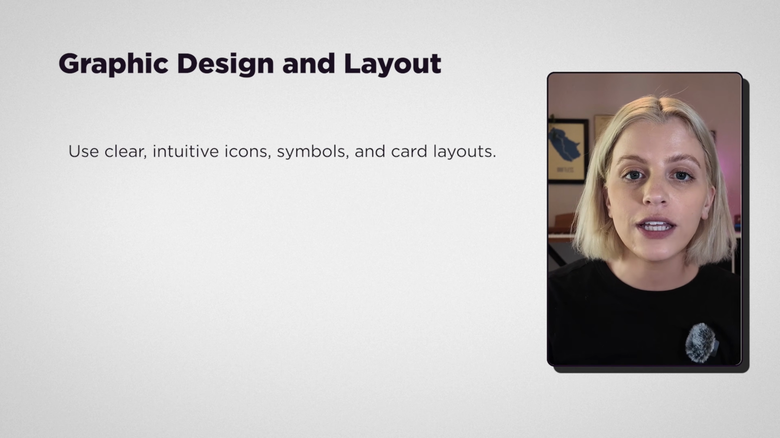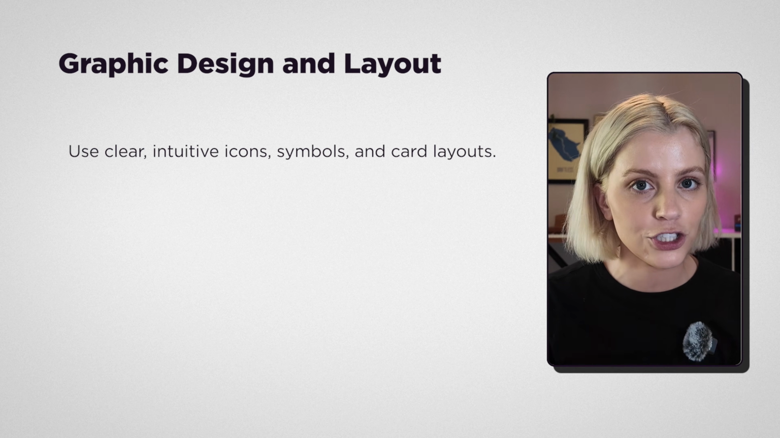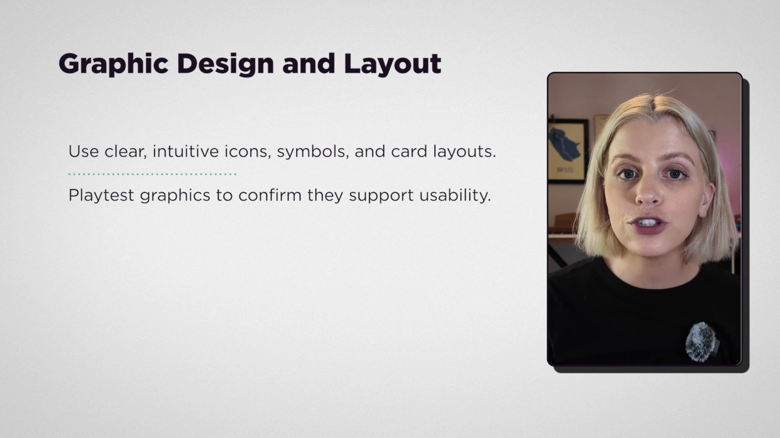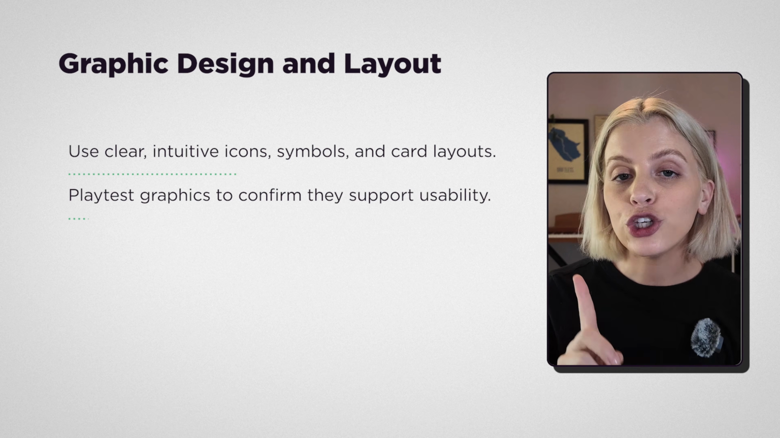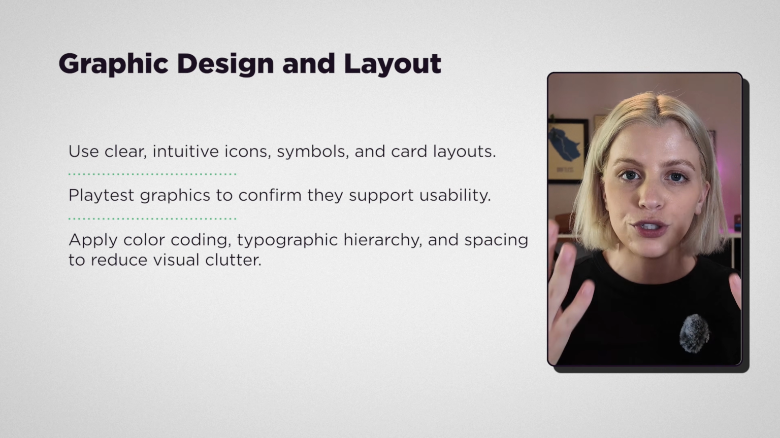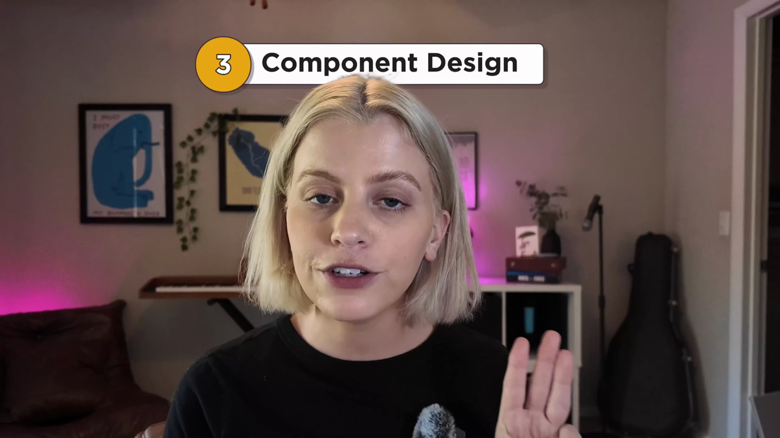Icons, resources, and card layouts should all be intuitive and legible. No crazy fonts. Test those graphic elements out with players to make sure they're aiding them, not hindering them. Use color coding. Things like typographic hierarchy and spacing are all going to help reduce that visual overload. And the 3rd pillar here is component design. This includes your board, player mats, cards, tokens, miniatures, and packaging.